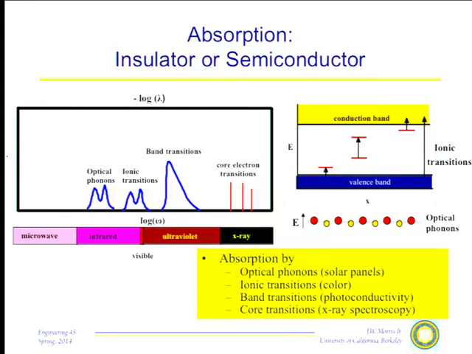Eventually, we get to a frequency that's high enough to excite electrons across the band gap. And at that point, this is an insulator here because the band gap is out in the ultraviolet. At that point, the material becomes opaque. No longer will light go through it at all, because it will be absorbed by transitions across the band gap.